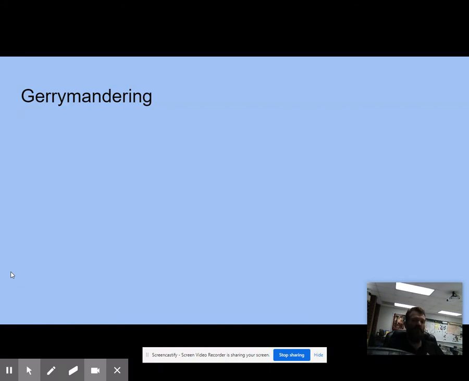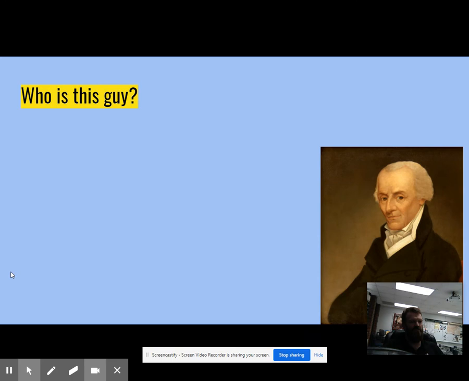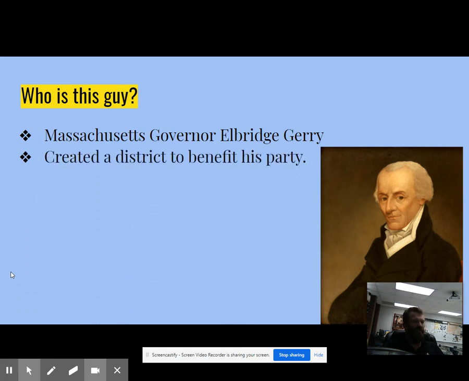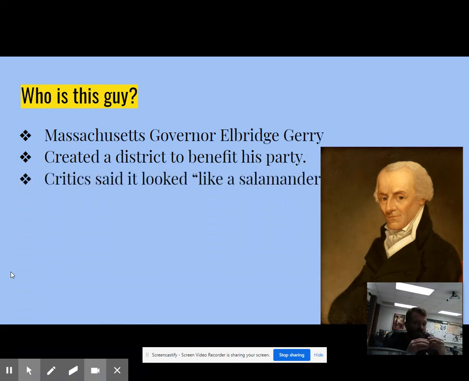Okay, so gerrymandering. You looked at that little activity last week. A little history: this is where it came from. He is the governor of Massachusetts. His name was Elbridge Gerry. He created a district inside of Massachusetts that looked like a salamander, like a lizard.